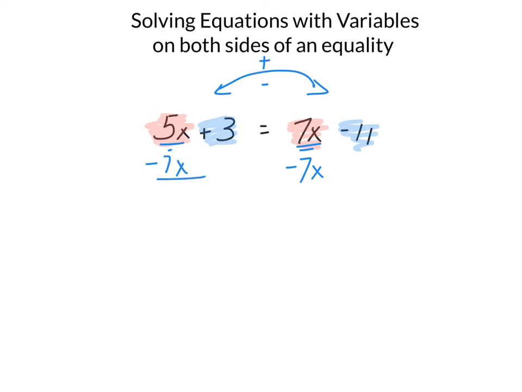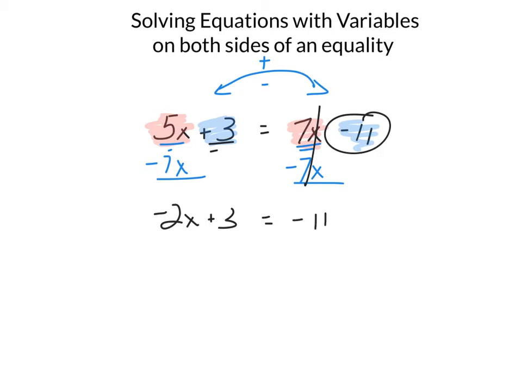Then I get my next step. What I have now is 5x minus 7x, and on the right-hand side, I've got 7x minus 7x, which is just going to be 0, and I'm a big fan that if something equals 0, I put a strike through it. So 5x minus 7x is negative 2x. Don't forget on this side I still have the positive 3, and that is going to be equivalent to the negative 11 that still exists over here.